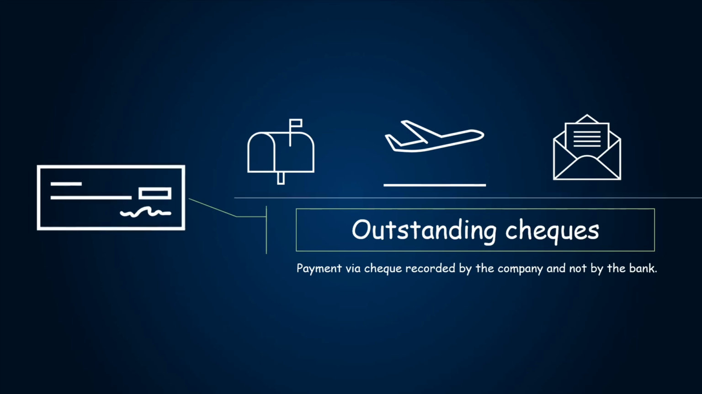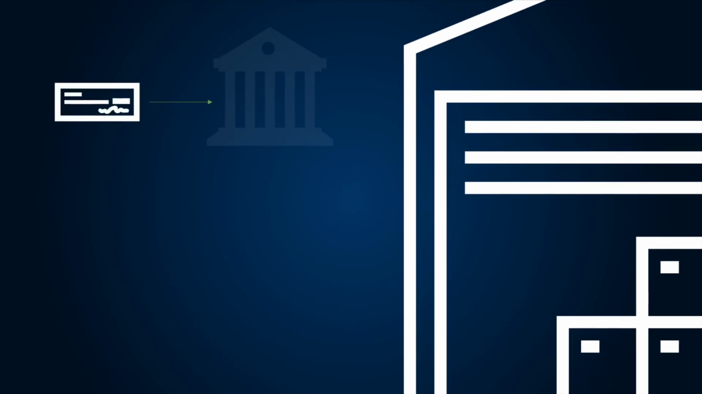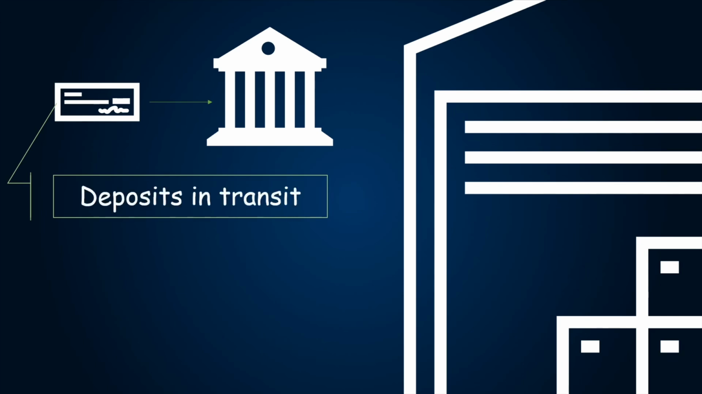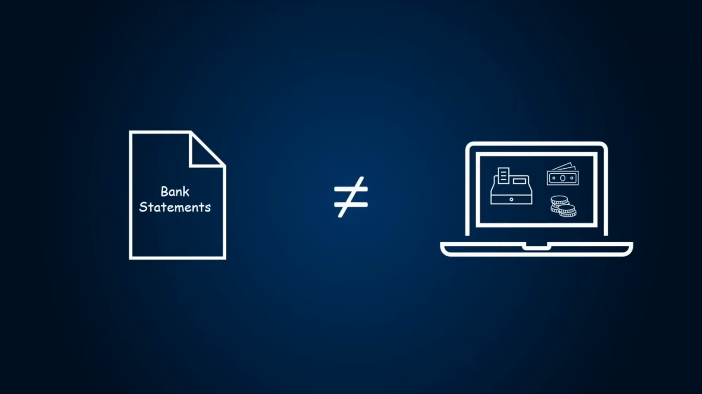And let's look at things from the seller's point of view. The seller will also have recorded this receipt of this check, but it hasn't cleared the bank yet. So from the seller's point of view, checks like this are referred to as deposits in transit, and that means any deposits recorded by the company and not by the bank. So now you can see a little more clearly why these two records will not equal.